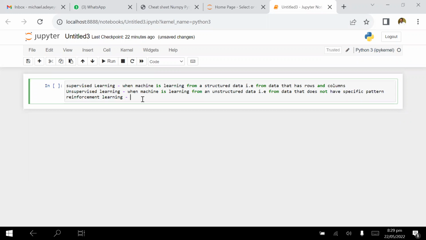While reinforcement learning is when your machine is learning from unstructured data and carrying out a different action.